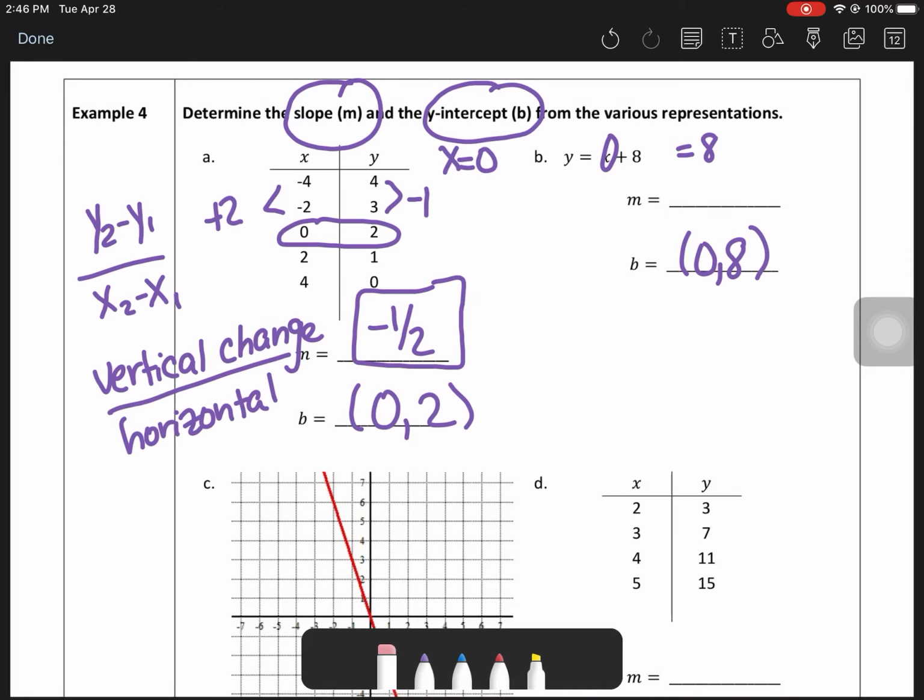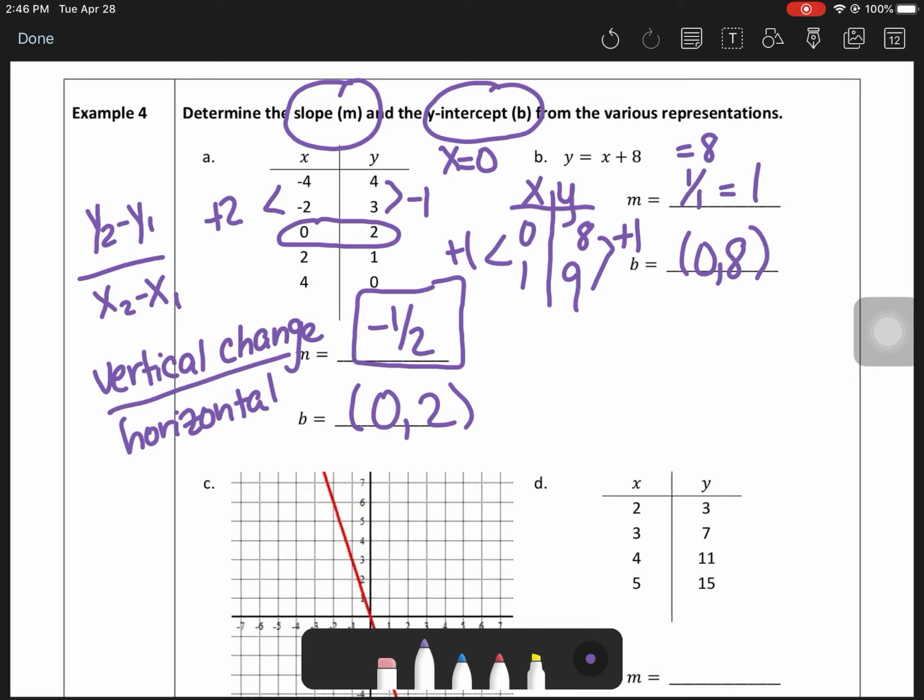If we want to find the slope for an equation, we're just going to make a table. Let's put in the values 1 and 2. Actually, we could put in one of the values we already know, (0, 8). Now let's put in a 1. So 1 plus 8 is 9. So now let's do the vertical change. It's going up 1. And the horizontal change is going up 1. So our slope is 1 over 1, which is 1.